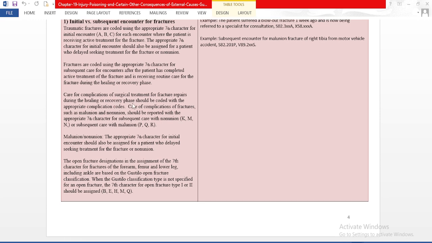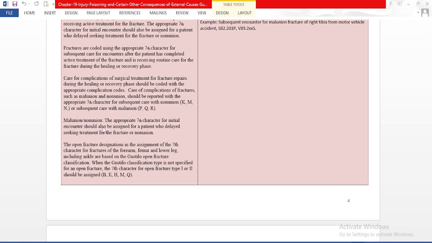For fractures also, the seventh character for subsequent care is used after the patient has completed the active treatment. So if the patient has a complication due to the treatment of the fracture, we need to consider it as a complication code. If the fracture treatment is not proper, the patient may have malunion or non-union, which should be reported with the appropriate seventh character for subsequent care with non-union K, M, N or subsequent care with malunion P, Q, R. So malunion or non-union. The appropriate seventh character for initial encounter should also be assigned for a patient who delayed seeking treatment for the fracture or non-union.